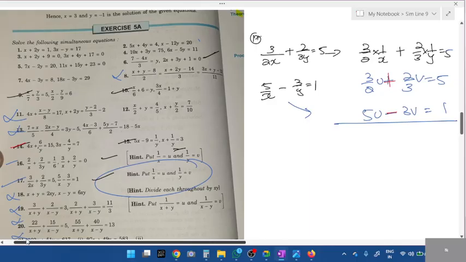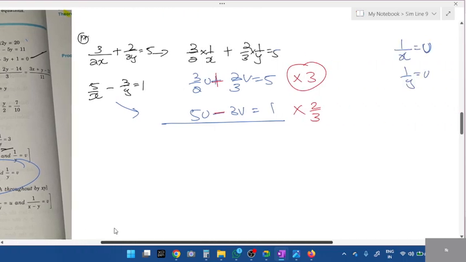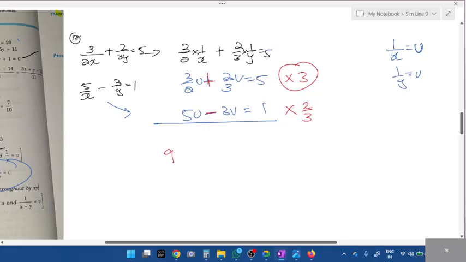3 by 2u plus 2 by 3v is equal to 5. 5u minus 3v is equal to 1. So when you multiply 9 by 2u plus, look here, 2 by 3 into 3v is equal to 3, 2v.